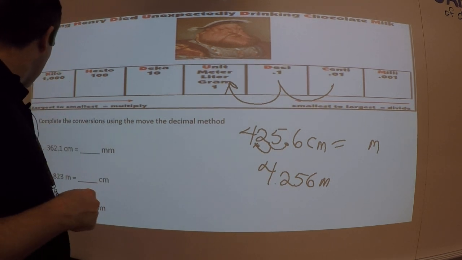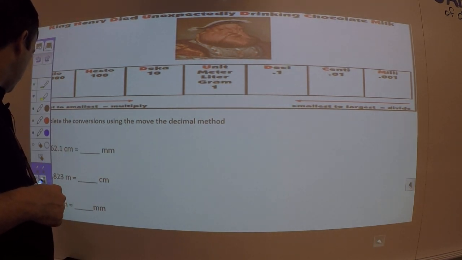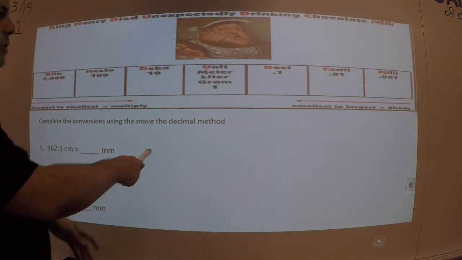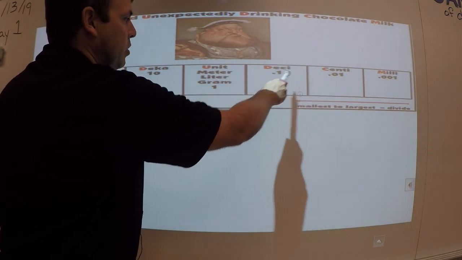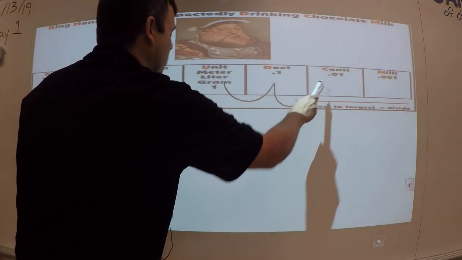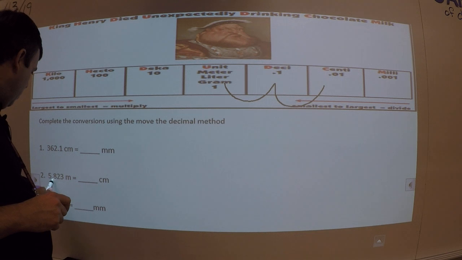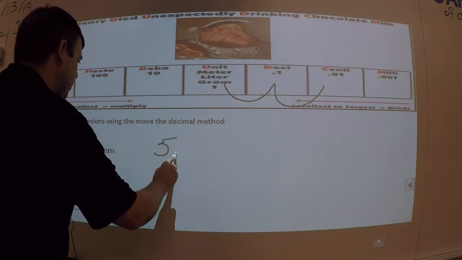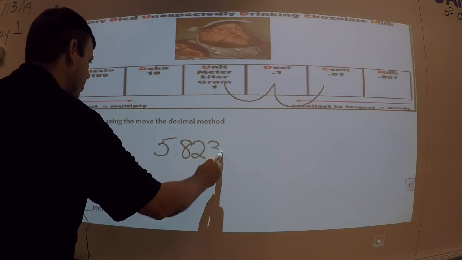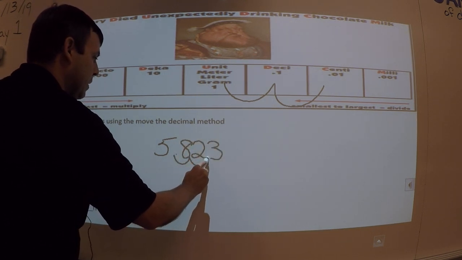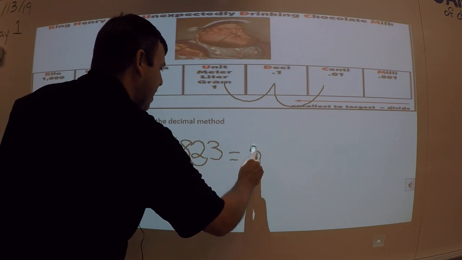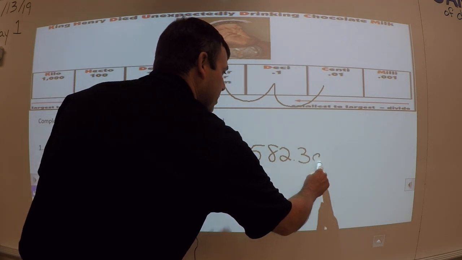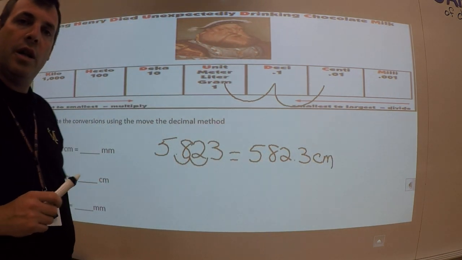Okay, so let's go back to our homework. Let me erase this and go back to our homework. 5.823 meters equals how many centimeters? Well, meters here, centimeters is 2 stops away. 1, 2. The decimal point will travel 1, 2. So my answer, let me do it up here so you can see it better. 2, 3, and I've got to go 2 stops. So my answer is 582.3 centimeters. There's my answer to number 2.